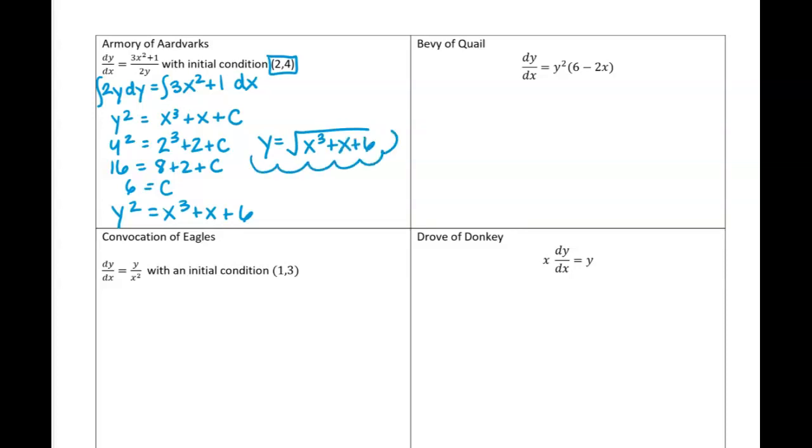So keep in mind that it could have been a positive or a negative square root, but I know that my y value up here is positive. So this function, the square root, has to be positive.